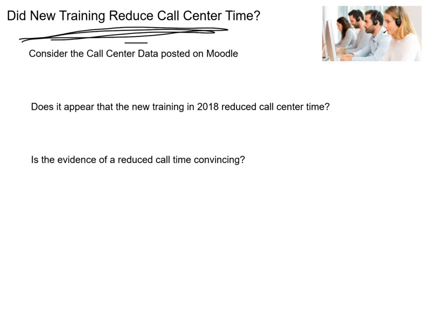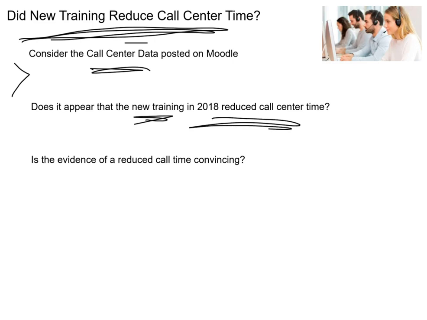We can think about a company that does call center training, and we've got some data that's posted on Moodle in terms of how long it takes to complete a call. The motivation behind this is that you're running a call center, and then they adopt this new training. Between 2017 and 2018, in that little gap, they have some new training. And so the question they might want to ask is, was this training effective?